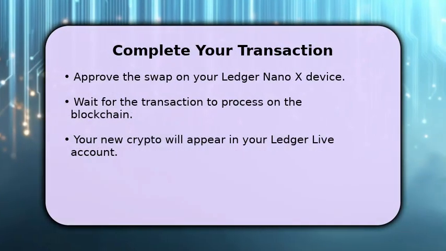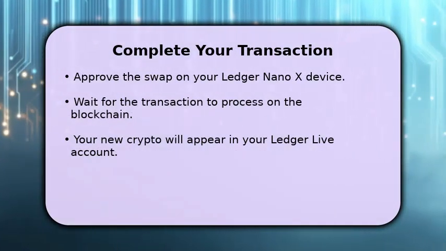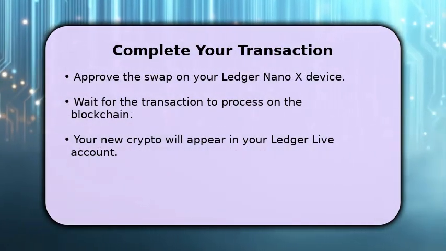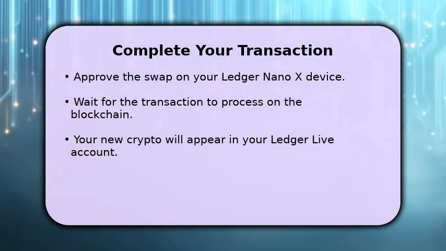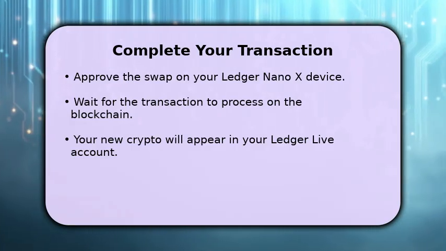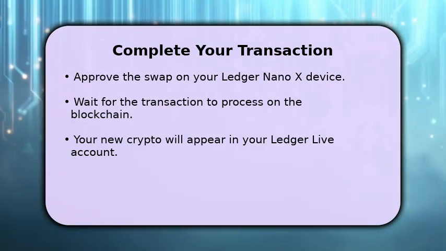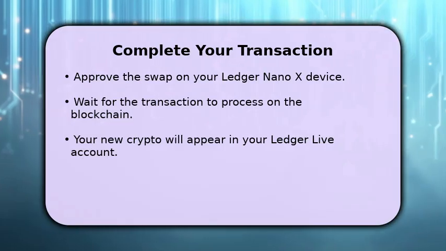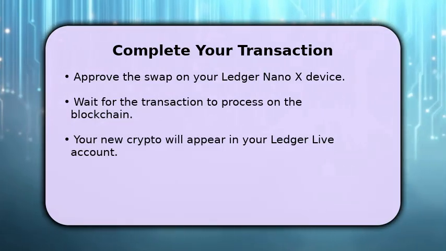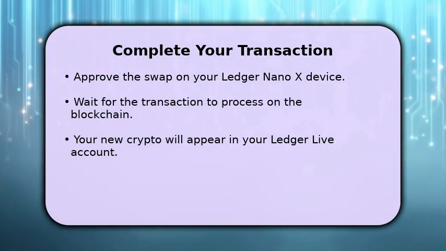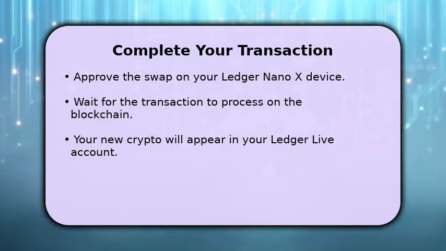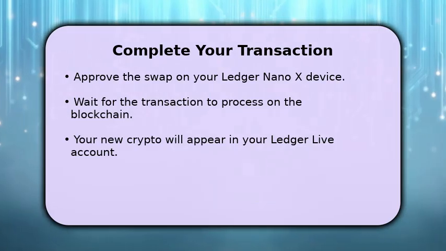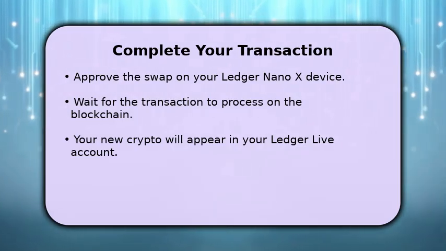With all details verified, finalize the swap by approving it directly on your Ledger Nano X device. This usually involves pressing both buttons simultaneously. After approval, the transaction will be sent to the blockchain for processing. Please allow some time for the network to confirm the exchange. Once confirmed, your newly swapped cryptocurrency will automatically appear in your Ledger Live account, ready for use.